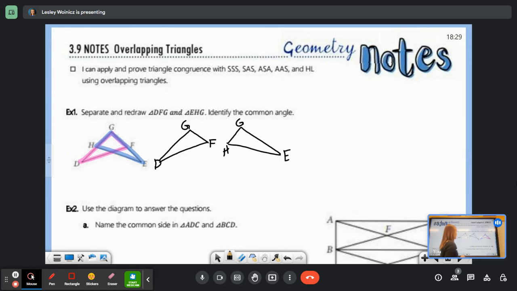It says to identify the common angle, and you can see that they are sharing this angle G. That's how we can identify it, with those congruent arcs. That's all we have to do. So we're just going to be using that in our proofs today.